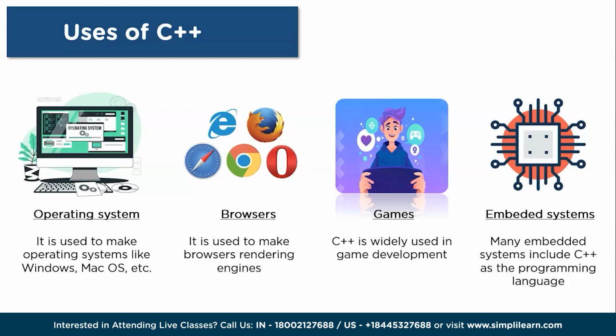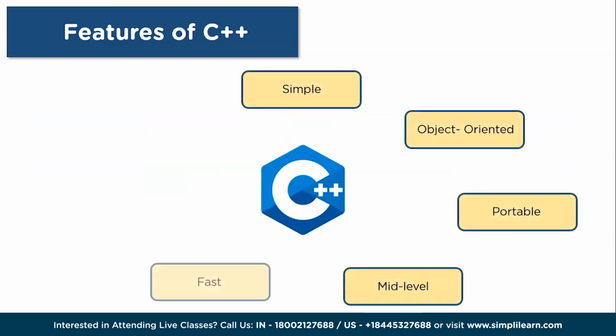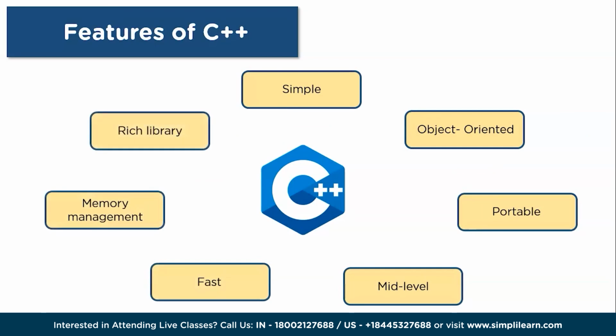Now moving forward to features of C++. C++ is regarded as a simple language because it has a rich library with a variety of data types and its syntax is almost similar to the C language. C++ is an object-oriented programming language that makes it easier to manage, and features like polymorphism, abstraction, etc. help in making the application secure and efficient.